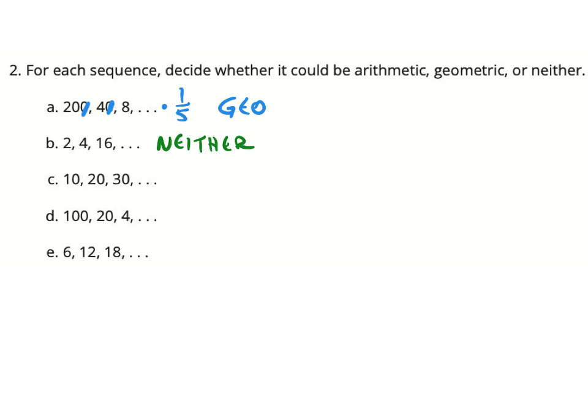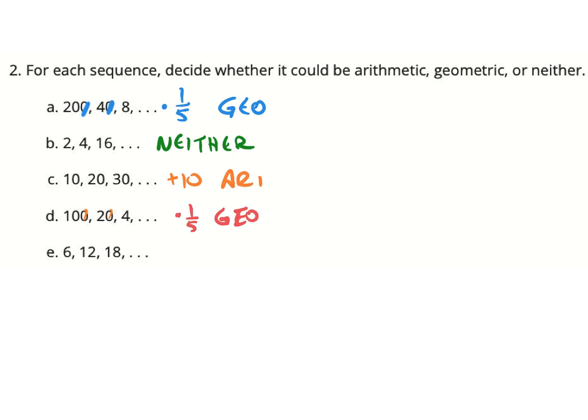The next one, we get 10, 20, 30. So this is plus 10. That makes that arithmetic. All right, 120. 10 divided by what is 2? 10 divided by 5 is 2. 20 divided by 5 is 4. So again, we're times 1/5. And it's geometric.